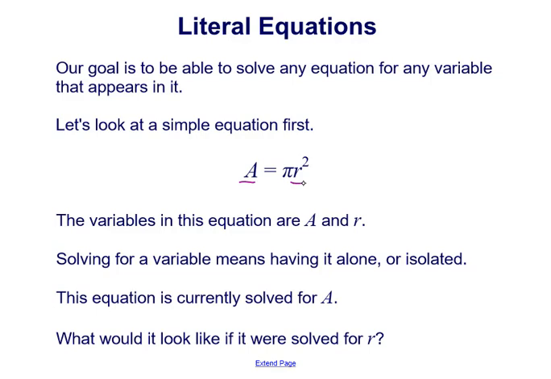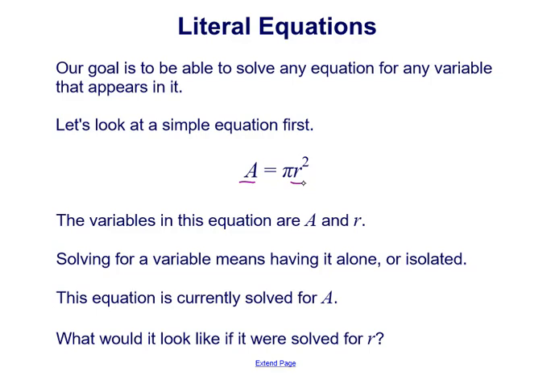Be careful, pi, even though it's a symbol, is not a variable. That's a set quantity. That's approximately 3.14. It's that irrational number that goes on and on forever, but it is a quantity. It's a number, so it's not a variable. So solving for a variable, again, A or r, means having it alone or isolated.